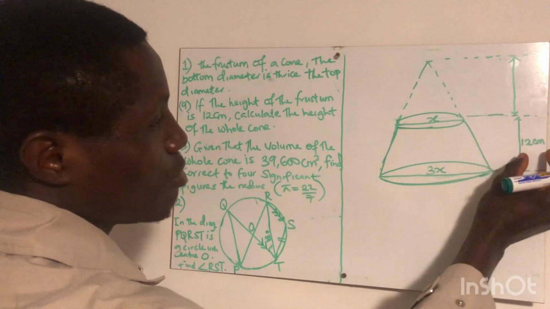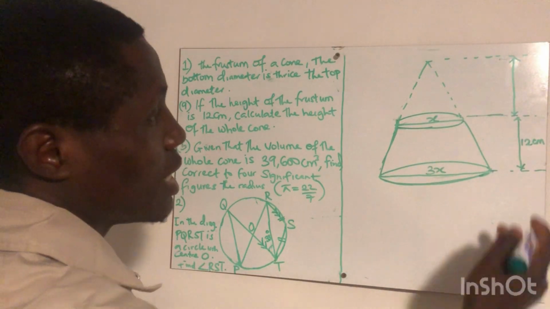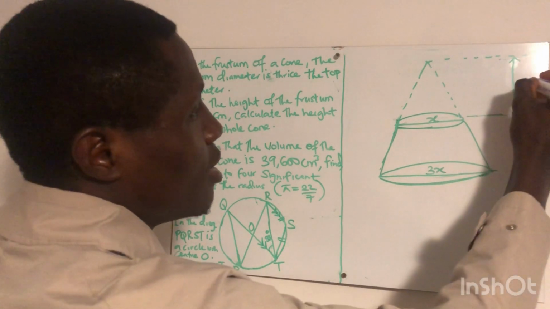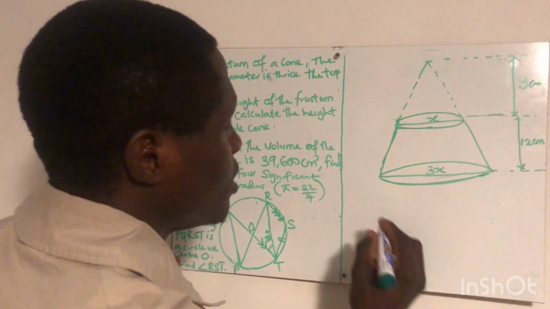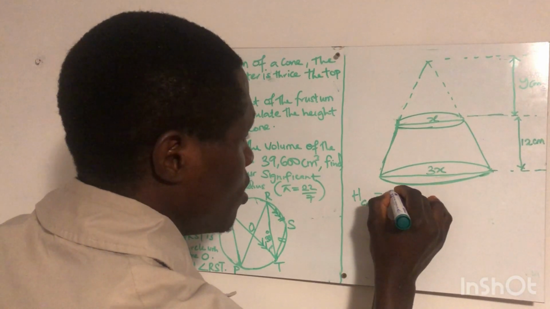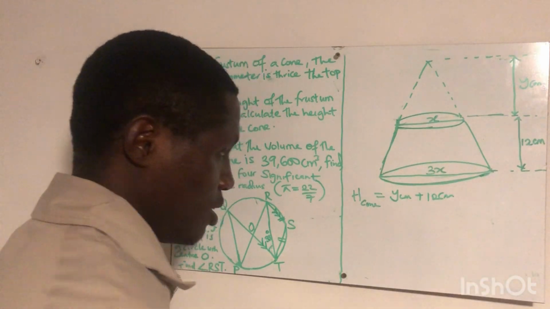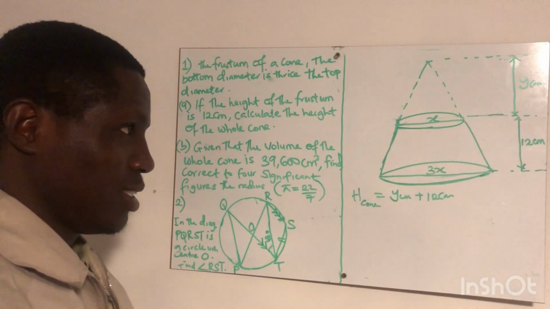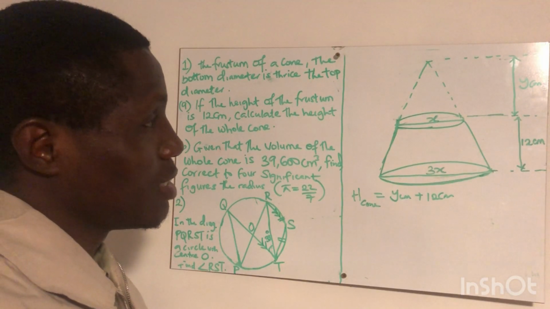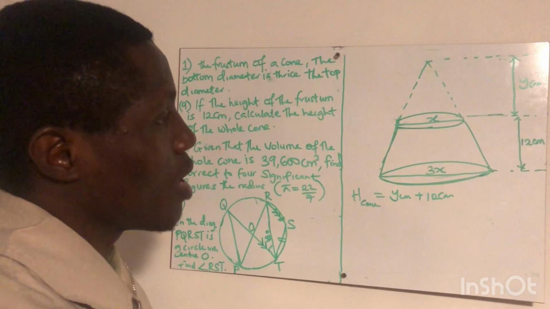Don't forget the height of the frustum is 12 centimeters, but we are asked to calculate the height of the whole cone. So we need this part, which I label y centimeters. The height of the cone will be equal to y centimeters plus 12 centimeters. Just note that. But the first thing is to get y first. And how do you go about that? That's the crucial question to ask ourselves.